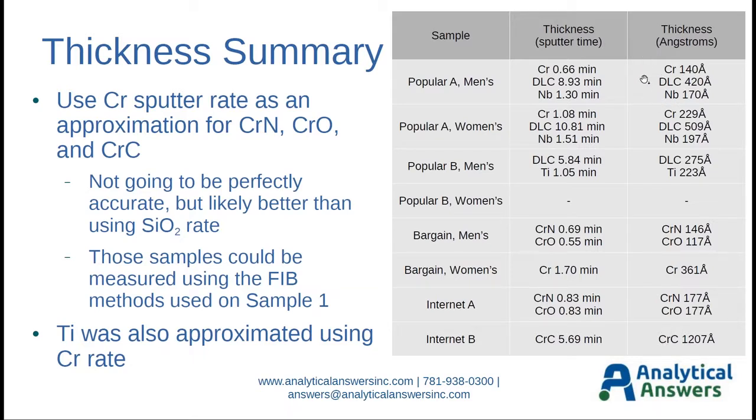And so the coatings vary in ranges from just over 100 angstroms thick, or 10 nanometers, out to several hundred. Like this chromium is calculated to be around 360 angstroms on the bargain women's. And for instance, the chrome carbide could be estimated to be over 1,000 angstroms, and that's assuming that these carbides, oxides, and nitrides have a sputter rate similar to the chromium sputter rate we determined from sample 1. It's not the best approximation in the world, but it's going to be better than just using the silicon sputter rate.